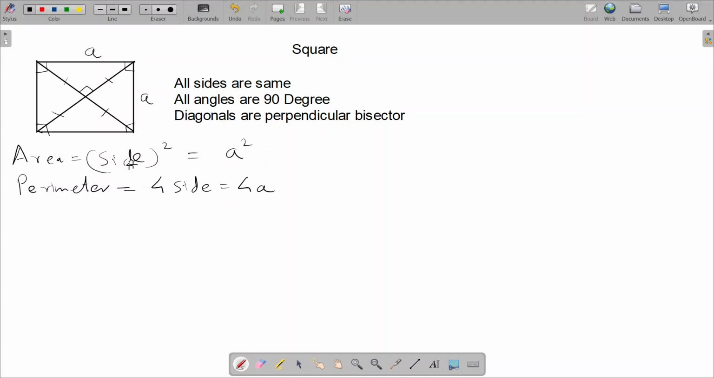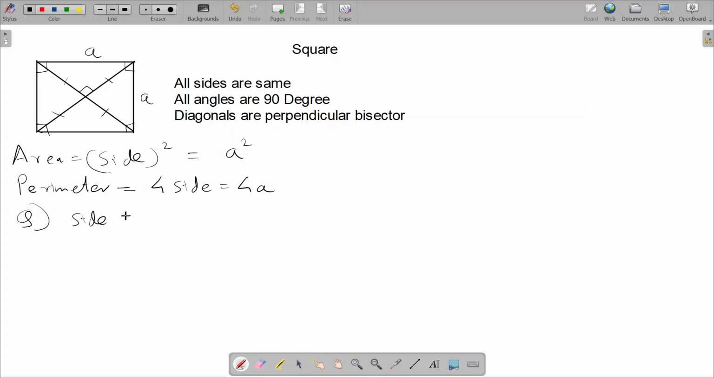The area of a square is what? Side square, or A square, and the perimeter is 4 times the side, or 4 into A, whatever you wish. So these are the basic formulas of a square. You will not find anything other than this. So I'll take one question.